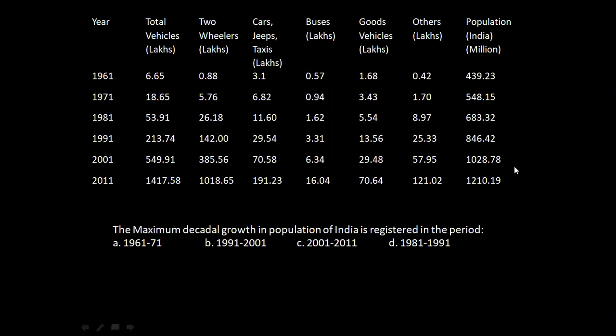So this is the table we usually get in a different format each year. In this table, we can observe that there are 6 decades of data, which is the composition of total vehicles, given in lakhs. The total vehicles comprise two-wheelers, four-wheelers, buses, goods vehicles, and others. And also there is the population of India, which is given in million.